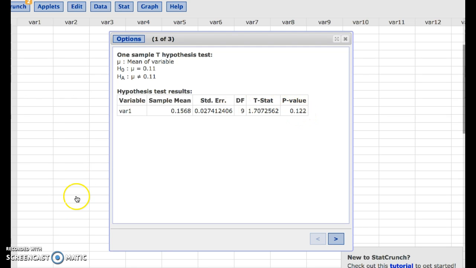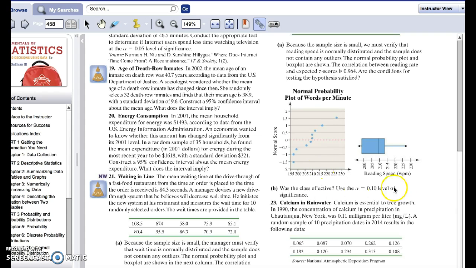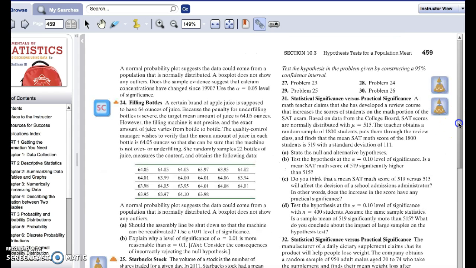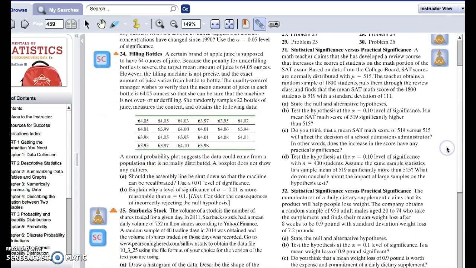Alright, so let's jump back to our ebook. And I want us to take a look at number 24 as well. So they tell us a certain brand of apple juice is supposed to have 64 ounces of juice. Because the penalty for underfilling bottles is severe, the target mean amount of juice is 64.05 ounces. Let's stop there. What do we mean about the penalty?